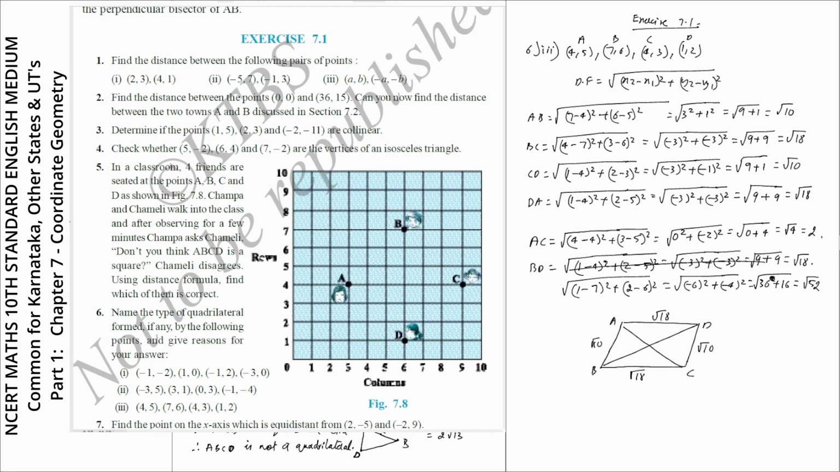So it was not necessary to find AC and BD, but still we found. Just by looking at the length of AB, BC, CD and DA, we could have concluded that this is a parallelogram. So A, B, C, D is a parallelogram.